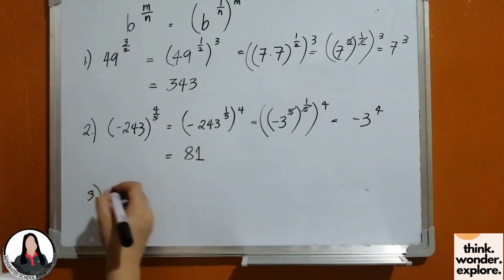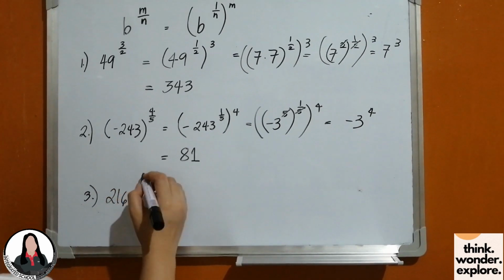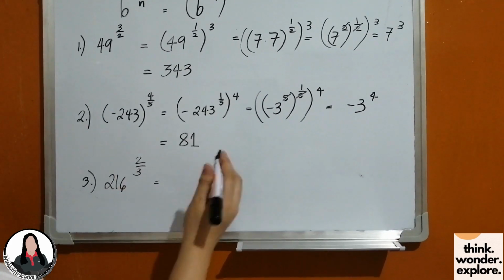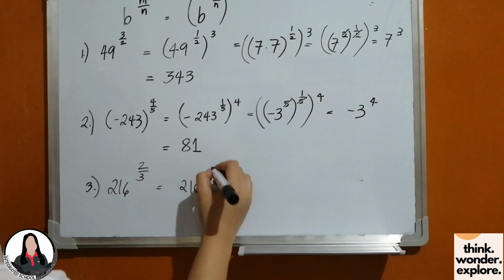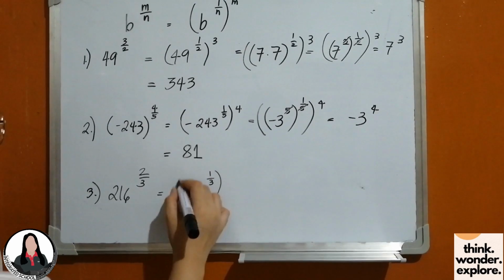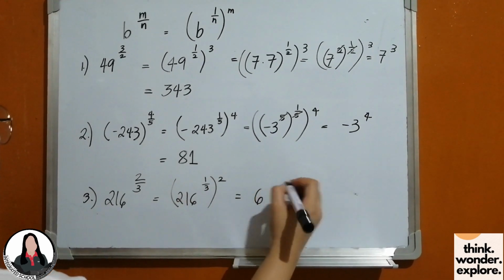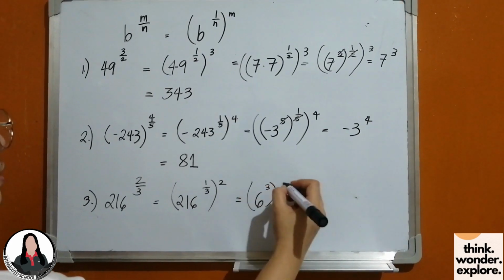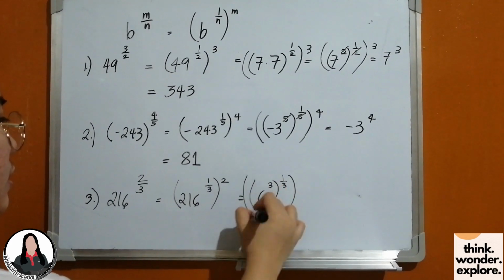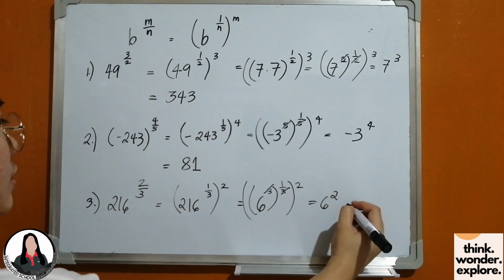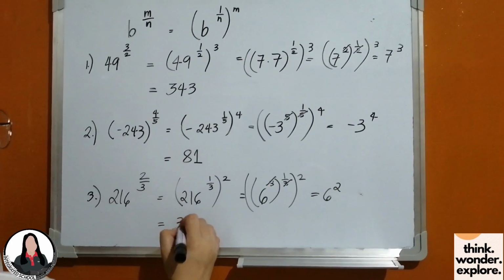For the last example, we have 216 raised to 2/3. So we have to write 216 as raised to 1/3 and then tsaka natin ilagay ang exponent na 2. So the third root of 216 is 6 cubed, quantity raised to 1/3, quantity raised to 2. This will be cancelled. Therefore, that is 6 squared. Simply, that is equivalent to 36. So this ends the first part of lesson 2.